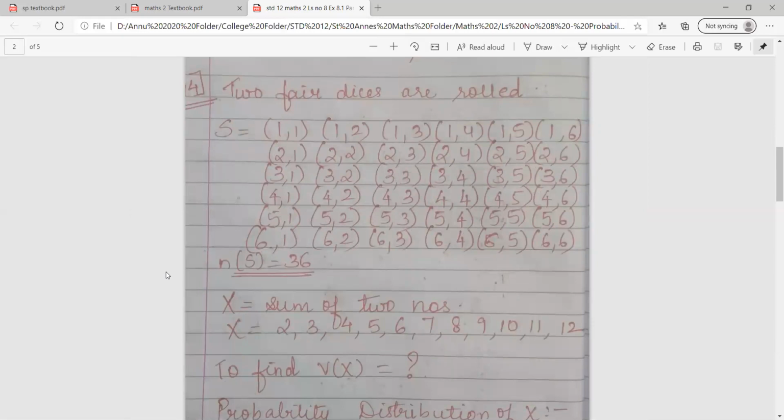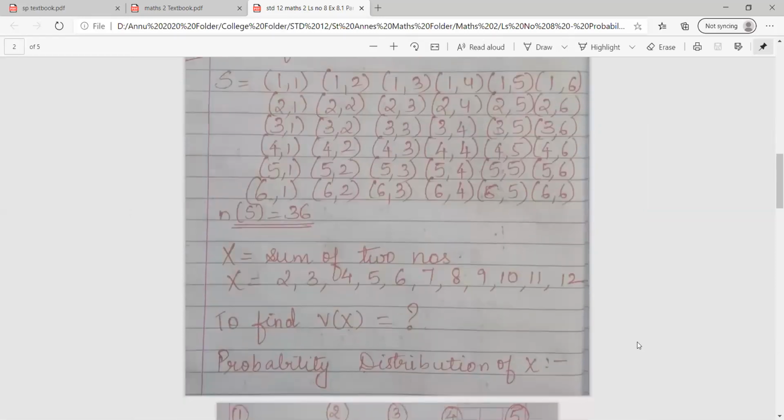So let's have a look over here, class. Two fair dice are rolled. So this is the sample space of the 36 numbers, which you know how to prepare. So n(S) is equal to 36. Now X denotes the sum of two numbers.